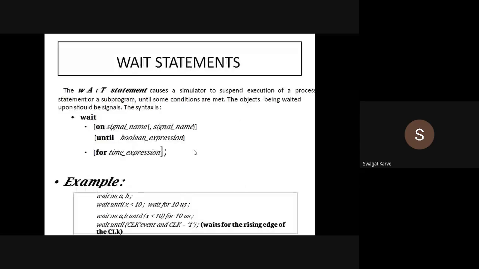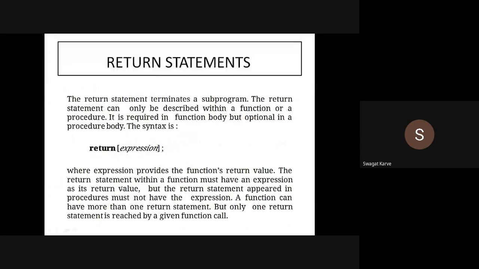Now we will discuss the last type of sequential statement, that is the return statement. Now what does this return statement do? The return statement terminates a subprogram. The return statement can only be described within a function or a procedure. It is required in a function body but optional in a procedure body, and its syntax is return some expression.